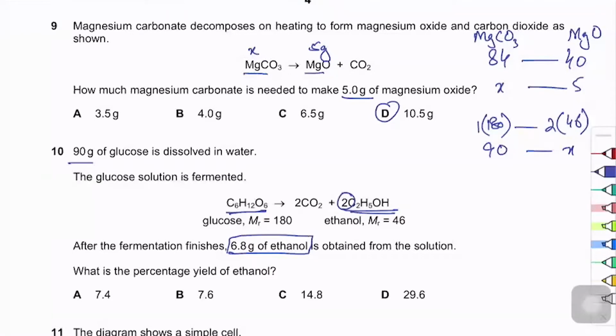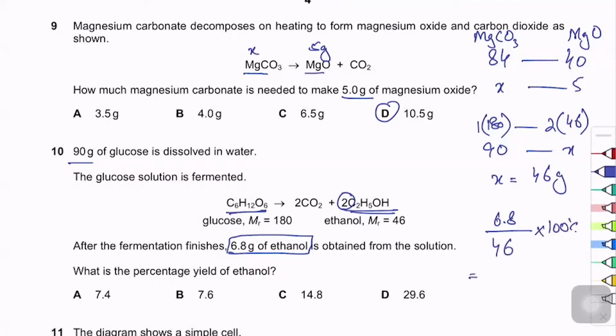So let's check this out. So this is going to be 46 if I'm not wrong. Because 90 times 2 times 46 divided by 180. Yeah, this is 46. Okay. So 46 grams is what it will produce. How much did it actually produce? 6.8. So 6.8 divided by 46 times 100%. And that gives me the answer.